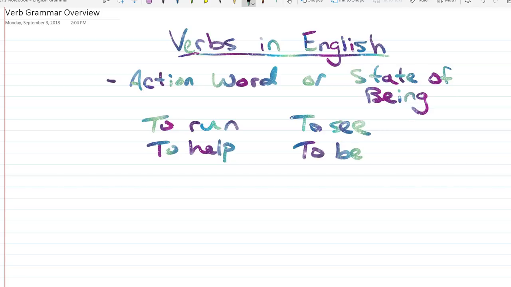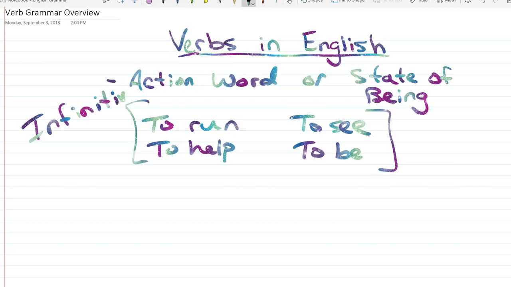Now, what all of these are in English, and this is touched on again in the other video, are what are called infinitives. And all that means is that there's no subject with them. To run. Well, who's doing the running, right, is the question. To help. Who's doing the helping? To see. Who is existing here? Who is being with to be? An infinitive is not like infinity, like going on forever and ever. It actually means not defined.